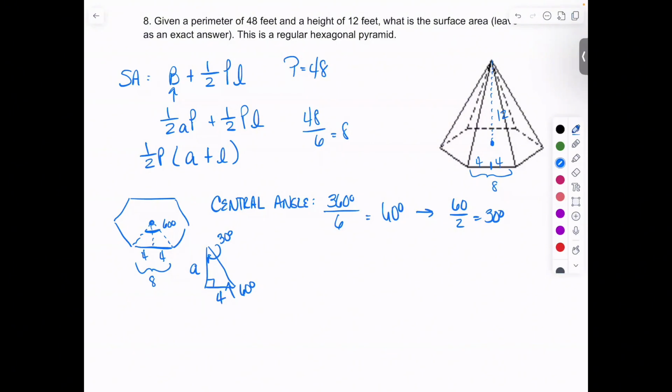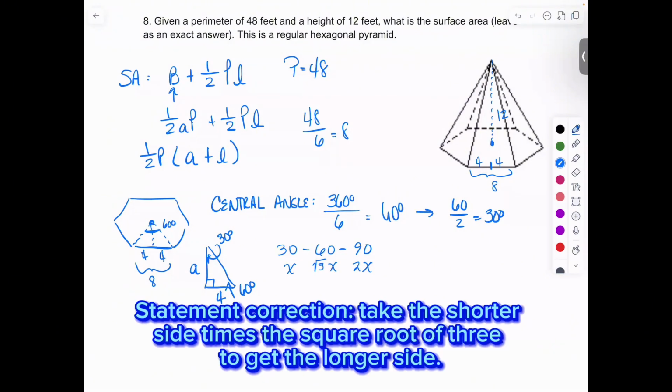So I do know we have our opposite side, the 4 that is part of our side length, but we do need A. Whenever we have a 30, 60, 90, we have these ratios to consider. If I have the shorter side, I know the hypotenuse is double that shorter side, and then we take the longer side as the shorter side times √3.